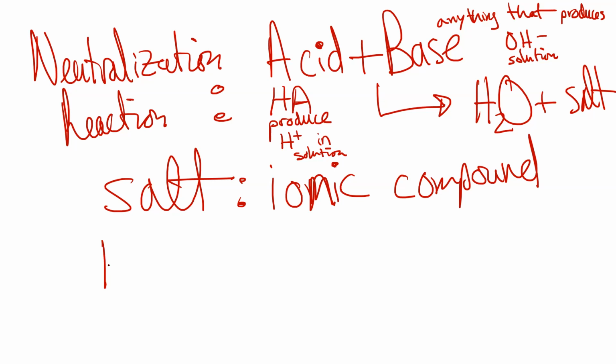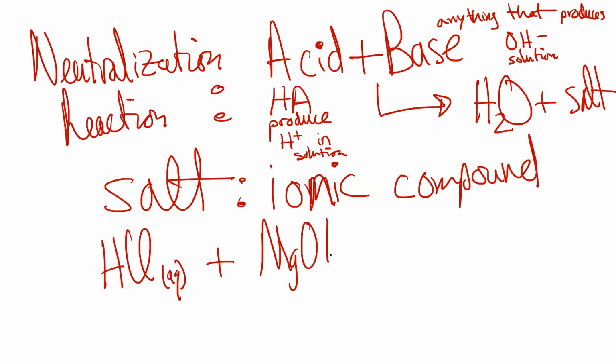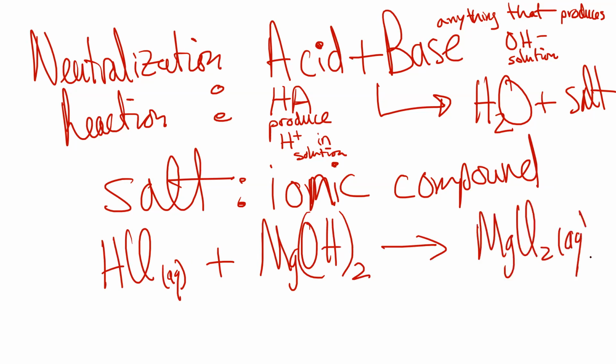So classic example of this, hydrochloric acid, aqueous, added to, there's all sorts of bases out there, sure. Magnesium hydroxide. Simple enough. You add those together, you will end up with magnesium chloride that will be aqueous and water. That's an unbalanced equation. I have not balanced that. How do you balance it? Well, for this one, it's actually easy. You put a 2 there.